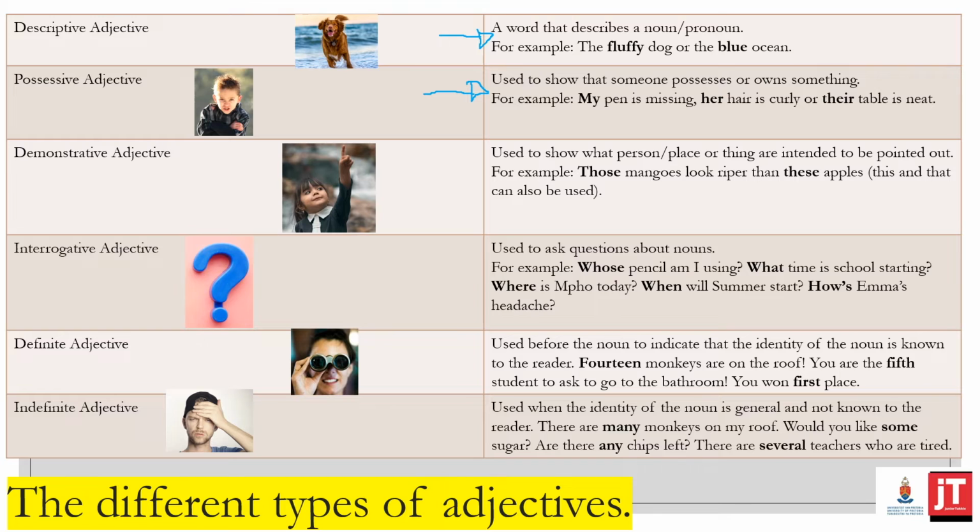Now, take note that these are always found before the noun. For example, my pen is missing, her hair is curly, or their table is neat. So it helps us understand these nouns are in relation to someone or something else. And hence we suddenly get to know the table a bit better, sure, but also the person in question.